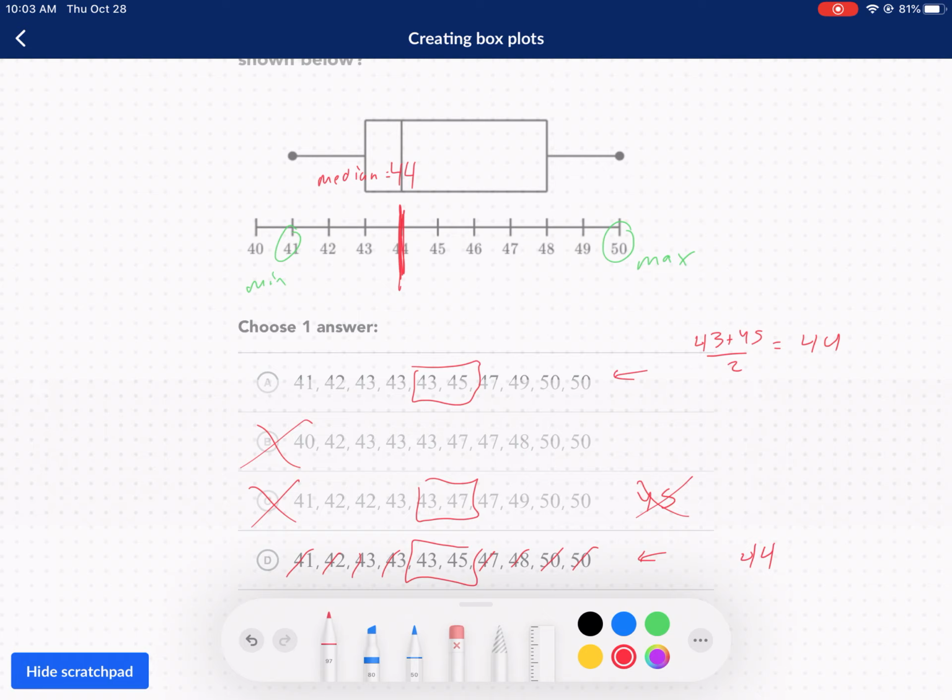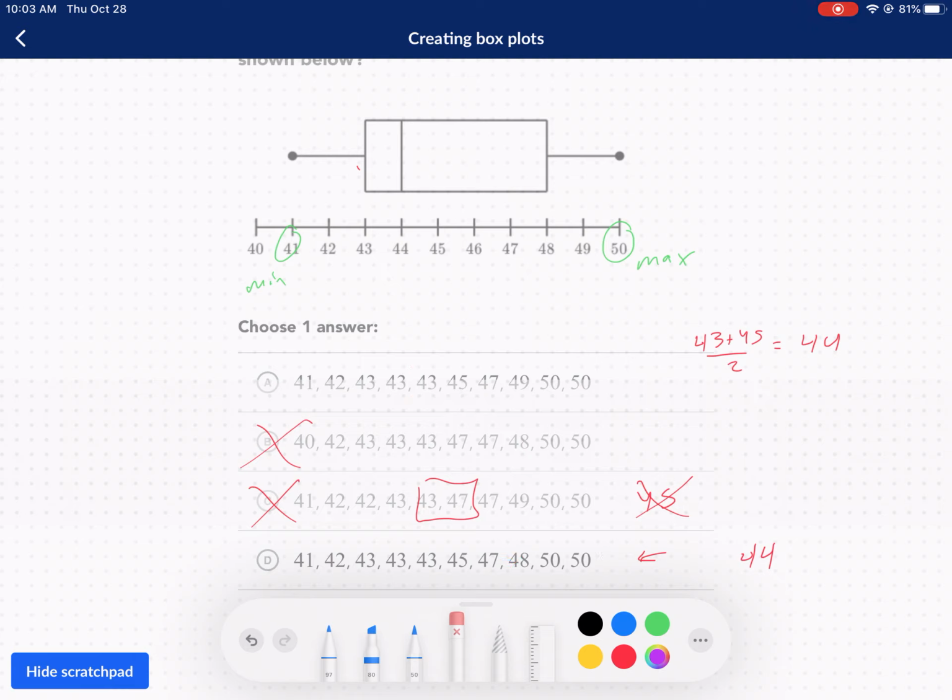I was saying, luckily, these are already put in order for us. That makes it a lot easier. So we're down to option A and option D. So we're going to have to find our Q1 or Q3. We got our median. And for both of these, this is how you need to go about finding the Q1 and Q3.